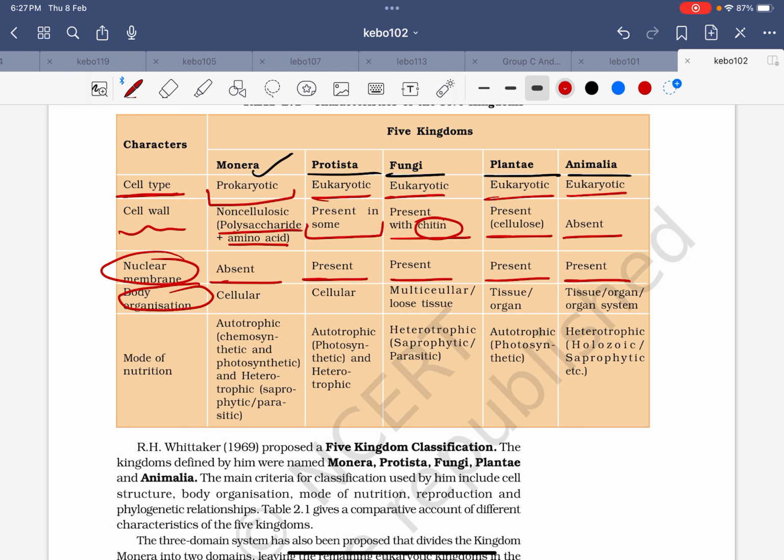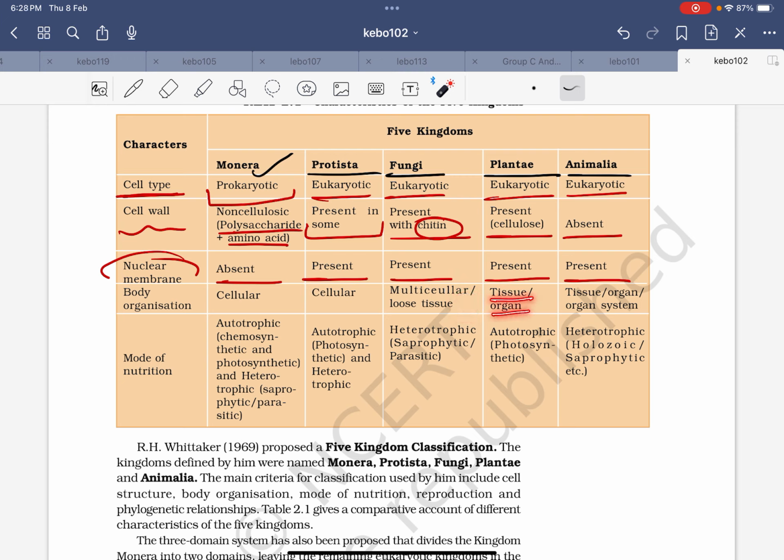Next is body organization. Body organization means how the body is organized. If you see the Monera, its body organization is of cellular type. Protista is also cellular type. Fungi is multicellular with loose tissue. Protista is a single-celled organism, where one cell represents its whole body, and in Monera also one cell represents its whole body. But in fungi, you may find many cells clustered to form a fungus.